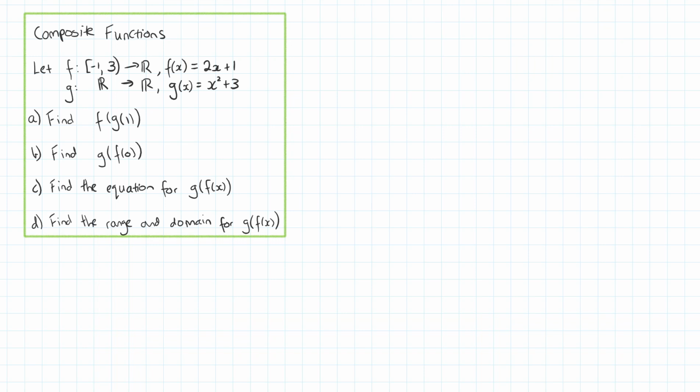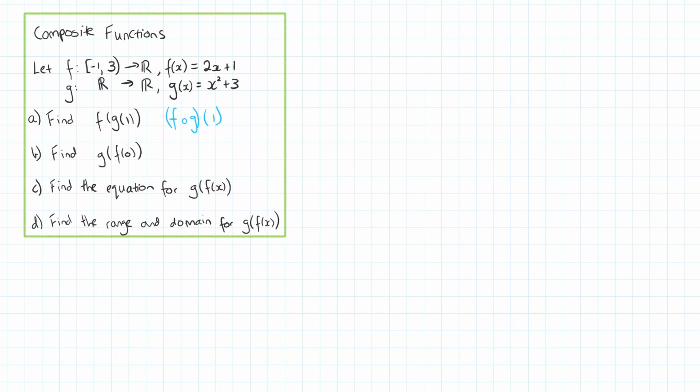So we need to learn what this notation means. This is the notation for composite functions. You might also see it written like this sometimes, with a little circle. It can sometimes be written like this. So these mean the same thing, f of g of 1 or f of g of 1.